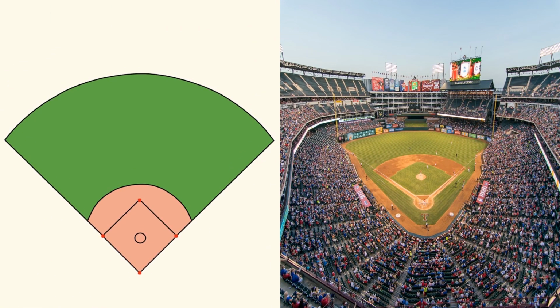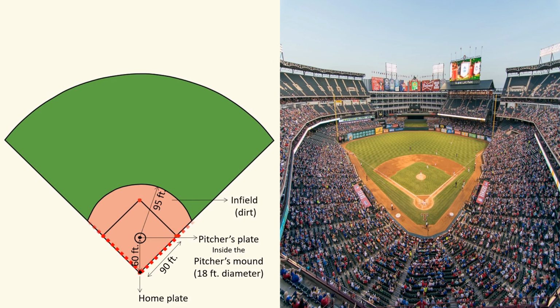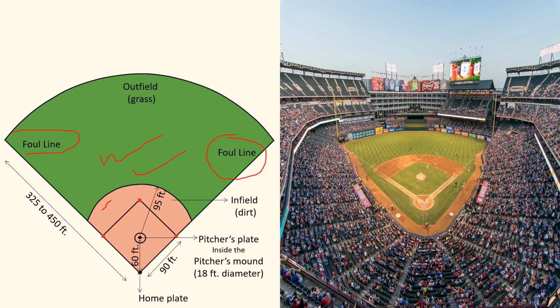At the bottom of the baseball diamond is the home plate and about 60 feet away from the home plate is the pitcher's plate. Pitcher's plate is on the pitcher's mound, which is an 18 feet diameter circle. Other dimensions of the field are shown on the screen and you would observe that the fair territory is between the two foul lines and this is shown by green color and the reddish color on the screen.